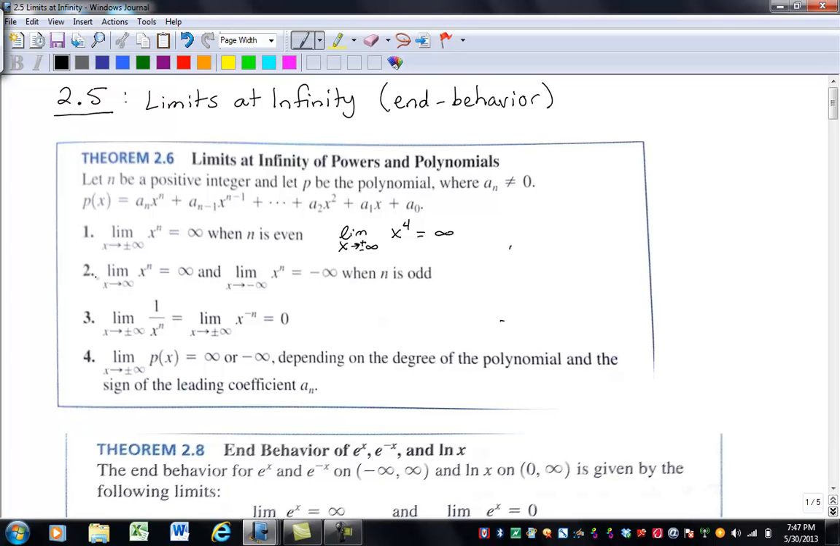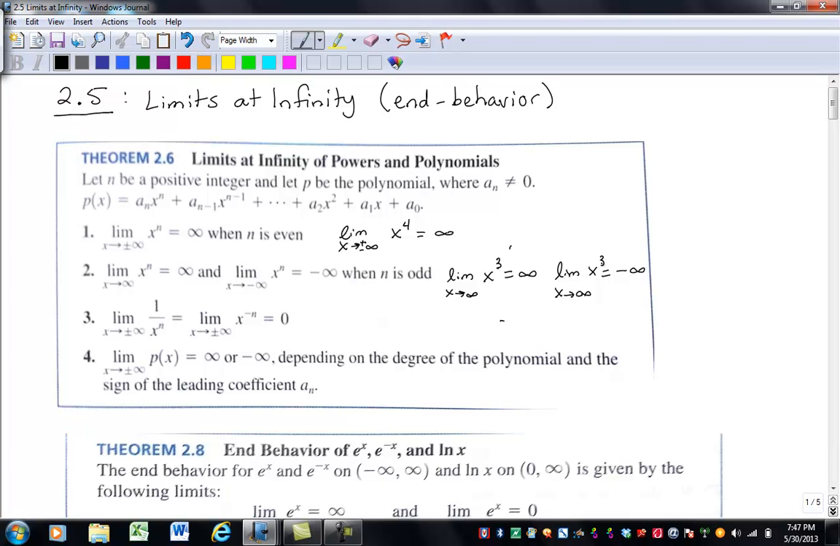But that's not true if n is an odd power, and that's what the second case says. If n is an odd power, then when I go to positive infinity, I'll get infinity out. Infinity to the third is infinity. But if I go to negative infinity, the odd power there will let the negative stick around. So as x goes to negative infinity, the y value goes to negative infinity. That's the idea when n is odd. Here's an example with an odd value for n.